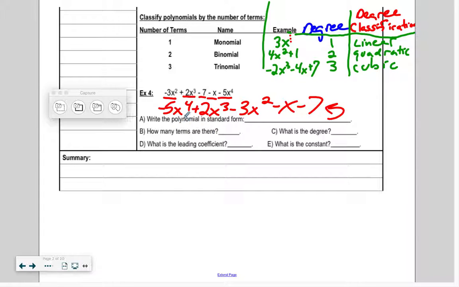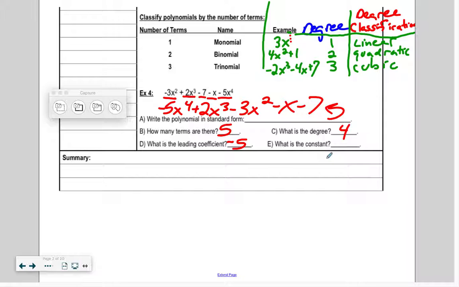How many terms are there? So how many things are being added or subtracted here? 1, 2, 3, 4, 5. What's the leading coefficient? So that's the multiplier in front of the variable with the highest degree. So here's the variable with the highest degree. There's the multiplier out in front. The leading coefficient is -5. What is the degree of the polynomial? So what's the highest exponent you see? Boom, right there, it's 4.